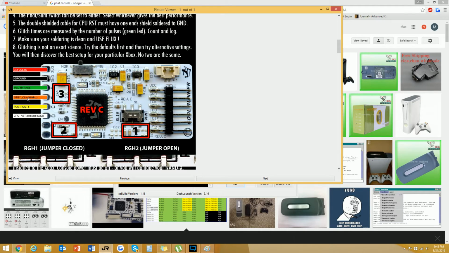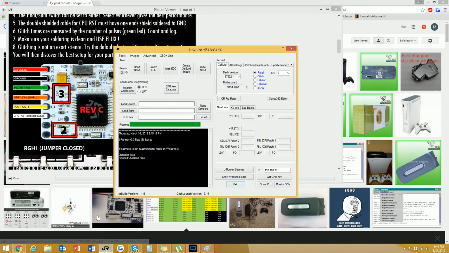To get your CPU key, use these points on the Cool Runner to communicate with the board, to load Xell, get your CPU key, put it into your favorite hack tool, such as JRunner, and then make the modified image with the CB and all of these XeBuild settings. I'm really not going to get into the XeBuild settings, just the broad vision of it.